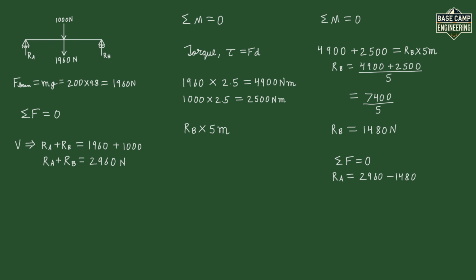This confirms the beam is in static equilibrium with ΣF equals 0 and ΣM equals 0, ensuring no translation or rotation. These calculations are vital for designing beams in civil infrastructure such as bridges or building frameworks, where load distribution and support reactions must be precisely balanced to prevent a structural failure under static or dynamic loads.